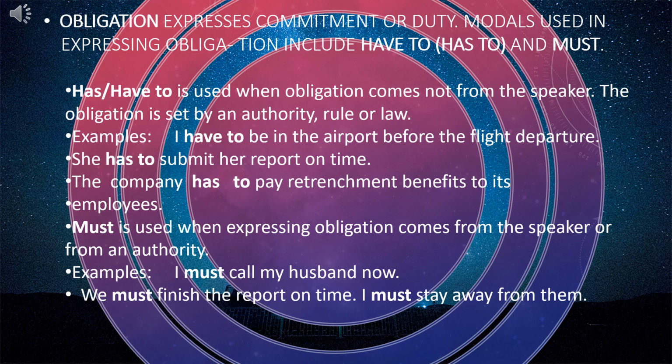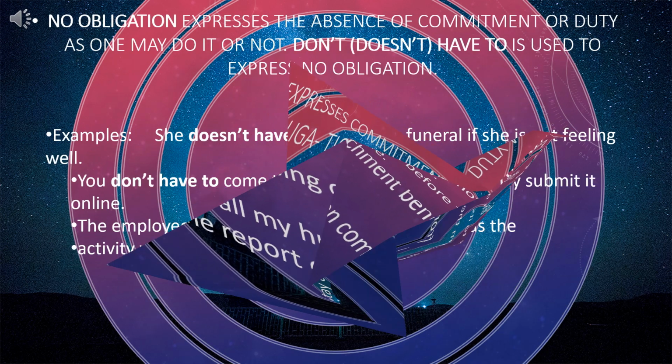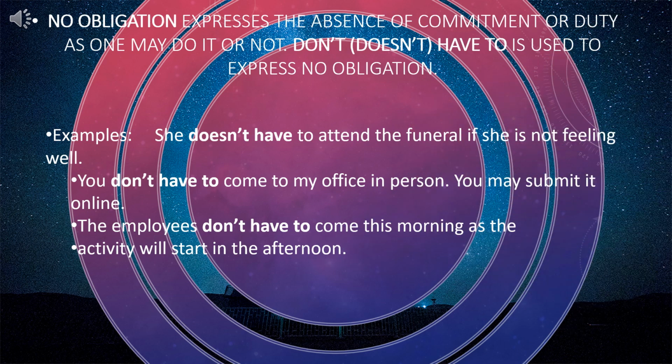Okay, so that would be all for modal verbs expressing obligation. And again, modal verbs expressing obligation are has to, have to, and must. If we do have modal verbs expressing obligation, we also have modal verbs that express no obligation. No obligation expresses the absence of commitment or duty, as one may do it or not. Don't have to and doesn't have to are used to express no obligation.